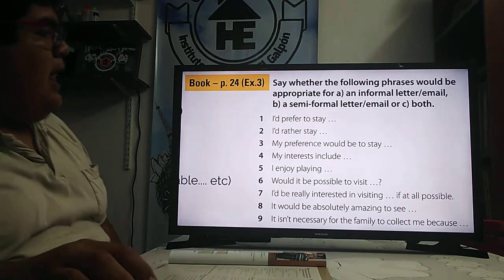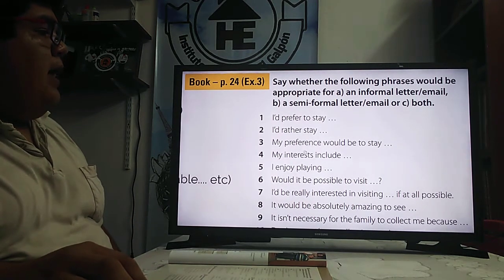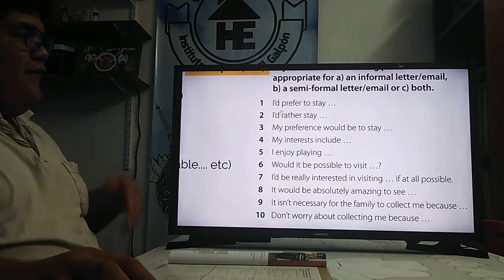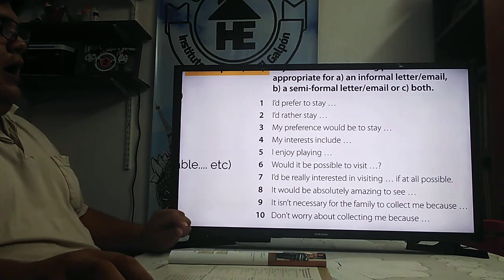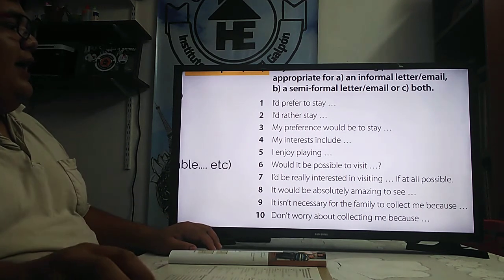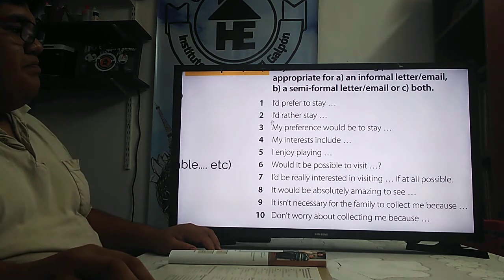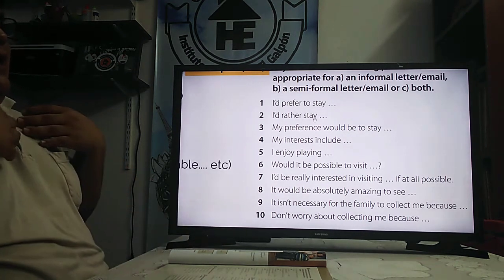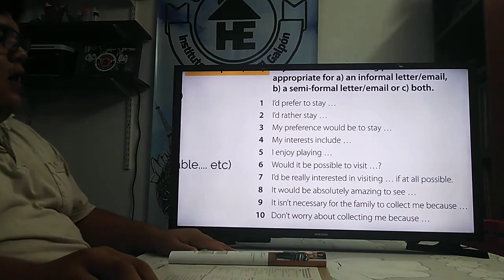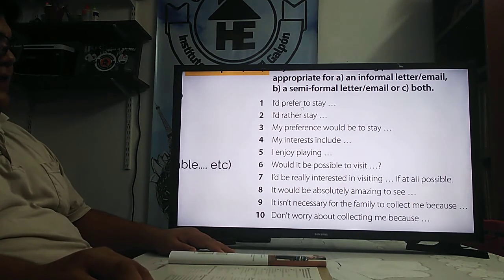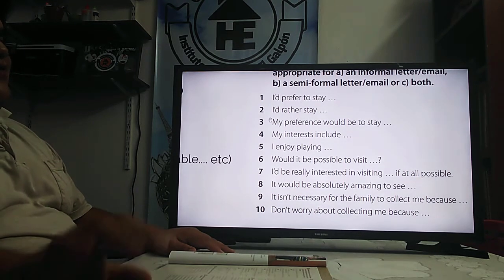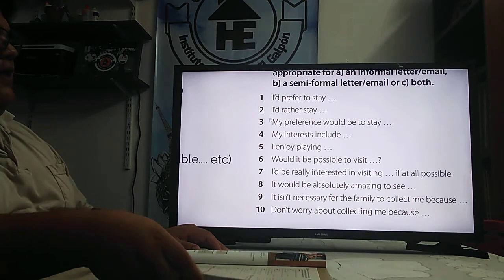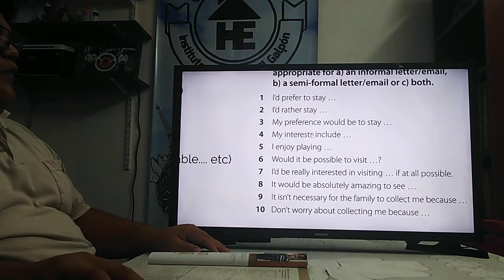Okay, so let's see. I prefer and I'd rather. I always tell my students that I prefer is slightly or fairly more formal than I'd rather stay. If I have to choose, I would use I prefer to stay. Yes, all the time. I'd rather is really quite informal. And my preference would be to stay. From these 3, this is the most formal one.